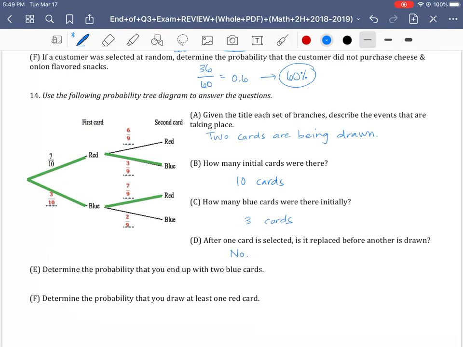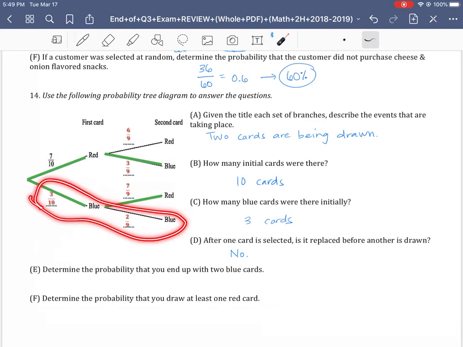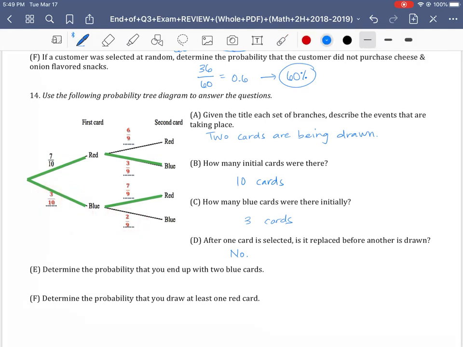E says determine the probability that you end up with 2 blue cards. So the probability we're looking at there with 2 blue cards would take us down this blue-blue branch. And remember, when you go down a branch, you multiply the probabilities. So we're going to take 3/10, and we're going to multiply that by the 2/9 to get to the end of that branch. And again, we can just plug that in. If we were going to round, this one didn't specify, that would be about 0.067, or if you'd like to write it as a percentage, 6.7%.